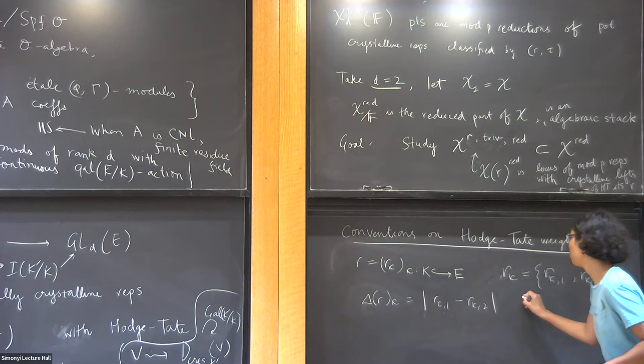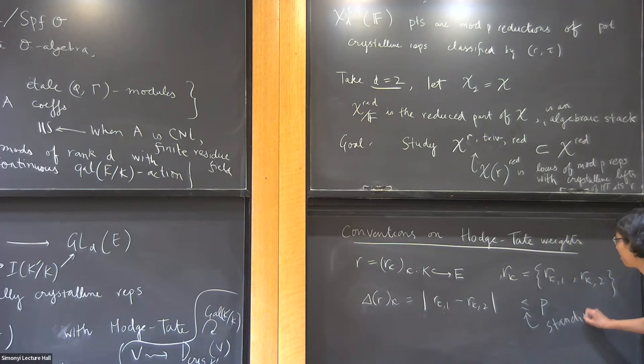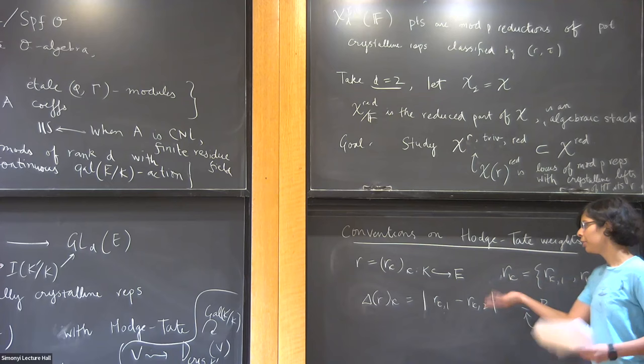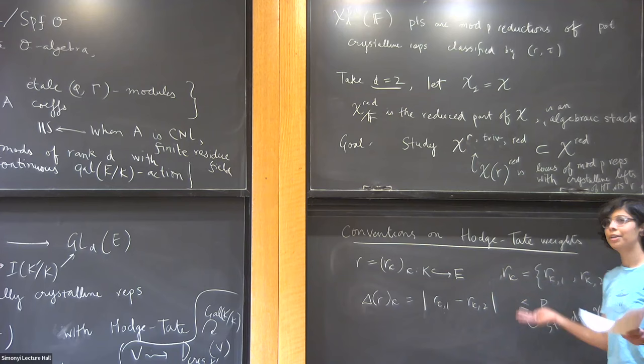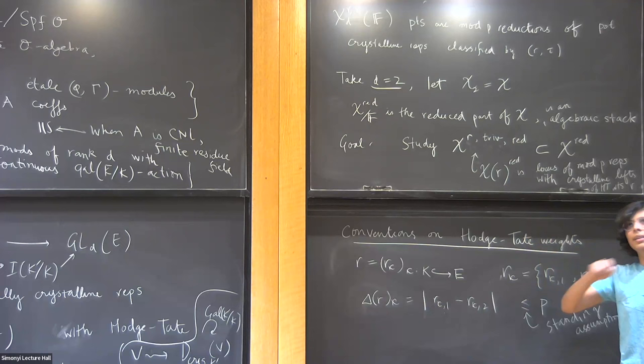So this we take to be less than or equal to P. So this is a standing assumption for the entirety of this talk. So all the Hodge-Tate weights have small differences in some sense. And I may not say anything about this again, but every single time we talk about it, this is a standing assumption. So it might seem a bit arbitrary, and in principle it is in some sense, but somehow the tools we're using are conducive to this. And also this is related to the problem of minimal weight of a modular form, so let me not say anything about it for now, I'll come back to it.